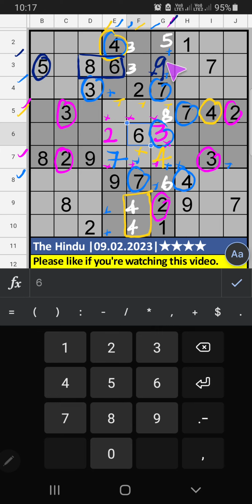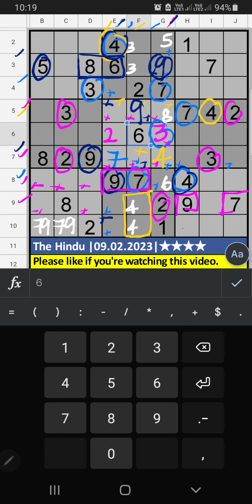Column E, column G, we have 9. 7th row also we have 9. So 9 can't come in these cells. The 9 is confirmed here. 8th row, 9th row, we have pair numbers 7 and 9. So 7 and 9 can't come in these cells. It will come in another 2 cells. We will confirm later.